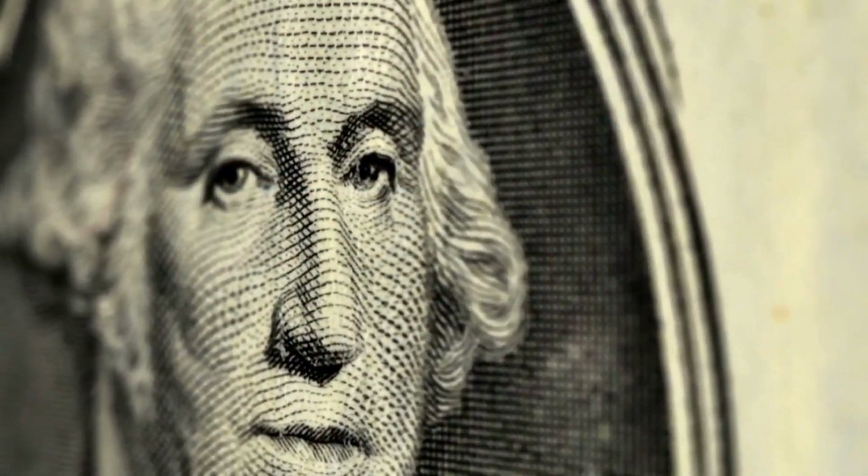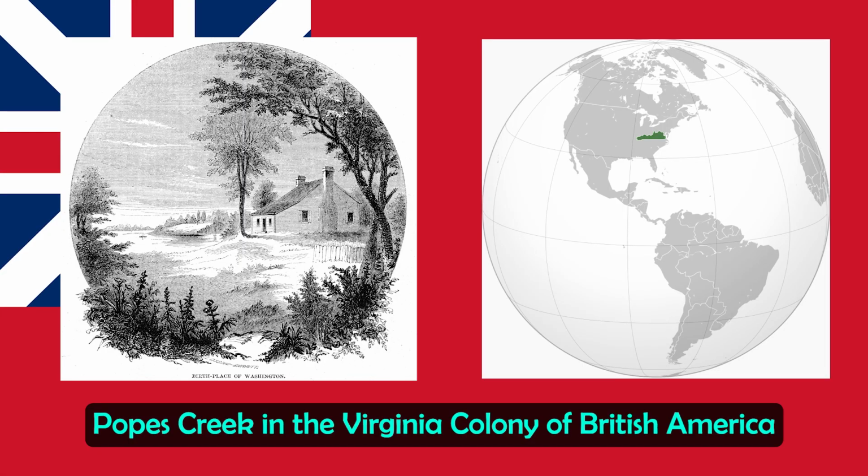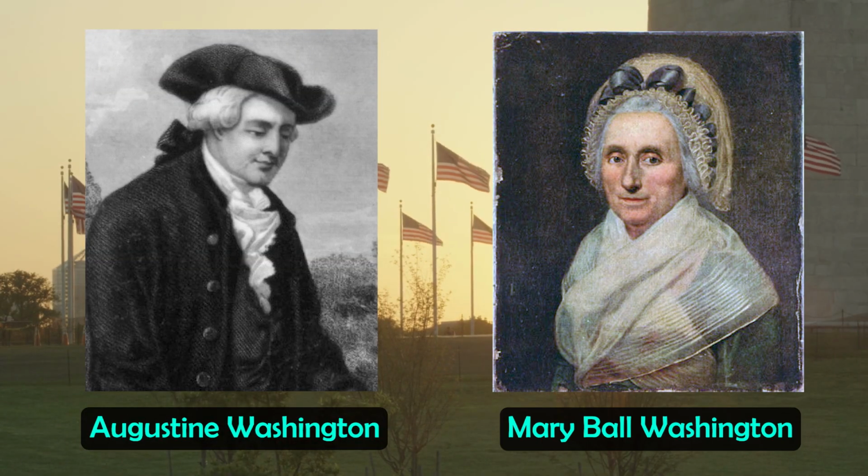But what do we know about his ancestry? Well, George Washington was primarily of English descent, but there was other influences as well. He was born in 1732 in Pope's Creek in the Virginia colony of British America. His father was Augustine Washington and his mother was Mary Ball Washington, who were both born in Virginia themselves. His roots were largely English though.